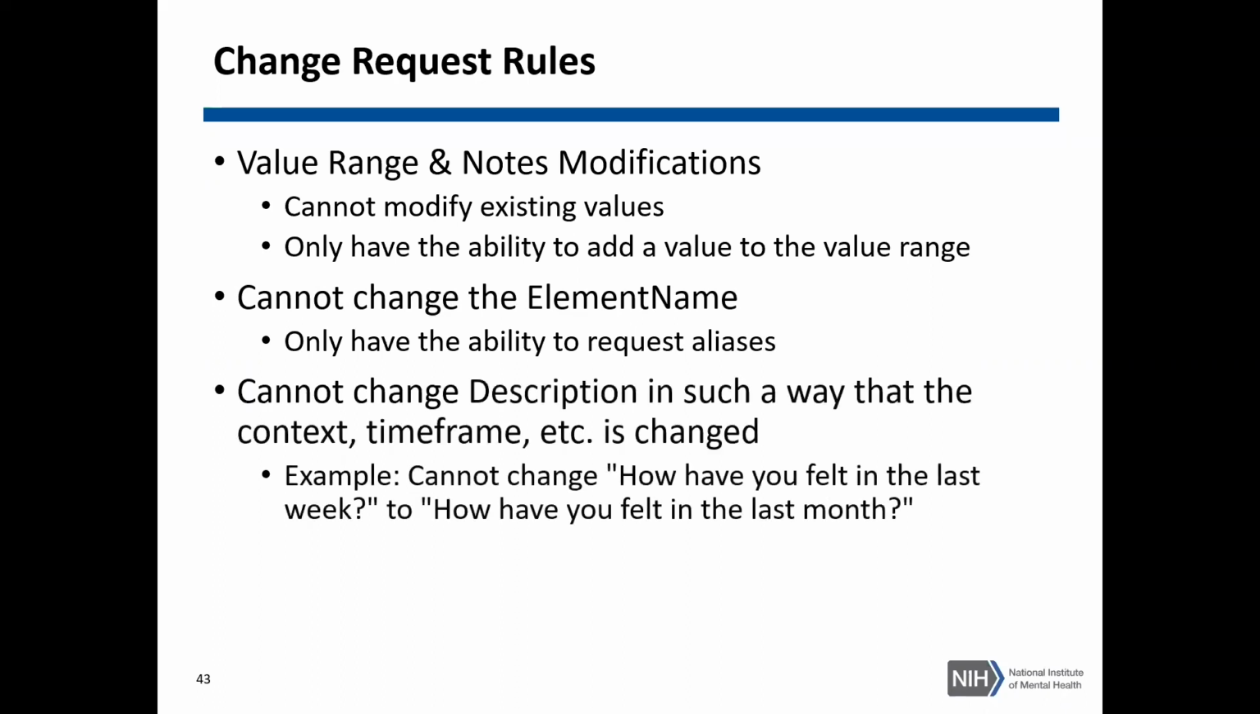Similar to the value range, we cannot change the element description in a way that impacts other data that's been submitted. So this often applies to things like the time frame, the context, or maybe a specific wording of an element description. The one example we have listed here is you cannot request to change how have you felt in the last week to how have you felt in the last month, since that changes the time frame of the original element. And again, in this case, you should request a new data element instead.